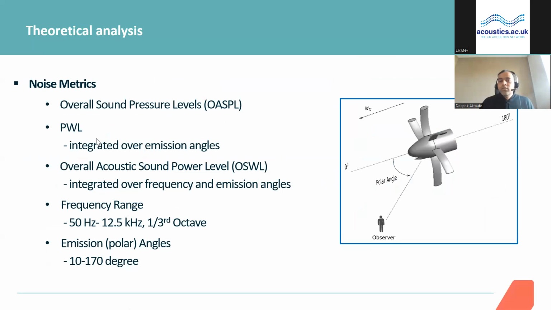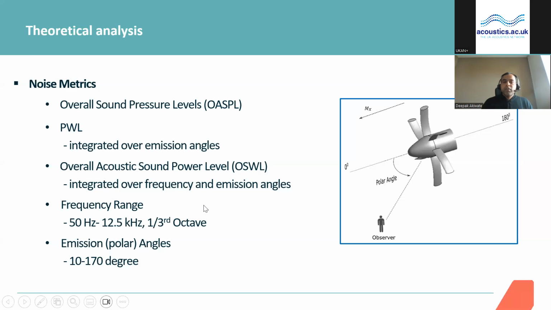So to do the theoretical calculations, we use different means to show our overall results. We use different noise metrics, that is the overall sound pressure level, and the next one is the PWL, which is a kind of integrated number over the emission angles, ranging from 10 degrees to 170 degrees at the bottom of the propeller. So that is the emission angle we say.